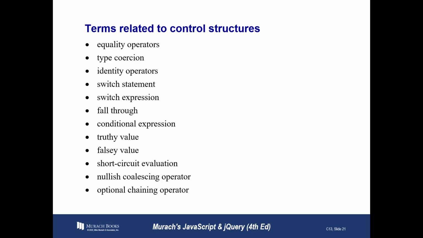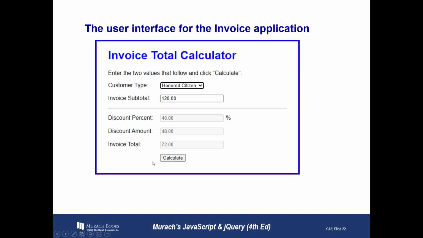All right. So here are the terms that you relate to control structures. And I believe we've talked about most of those in here, other than the nullish coalescing operator and the optional chaining operator, which we didn't talk about. Type coercion we talked about earlier, and the rest I think we've talked about in here now.